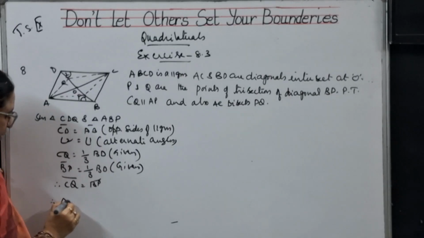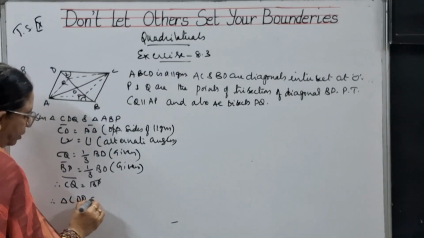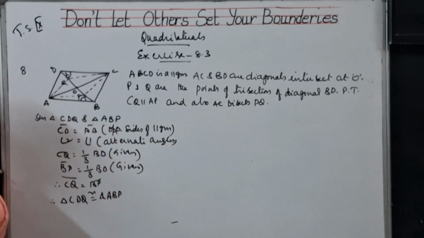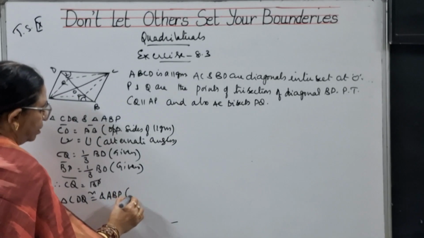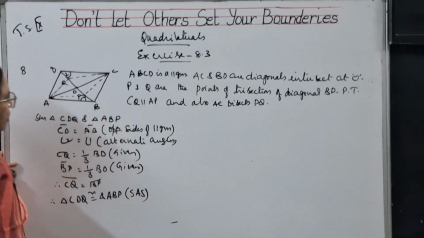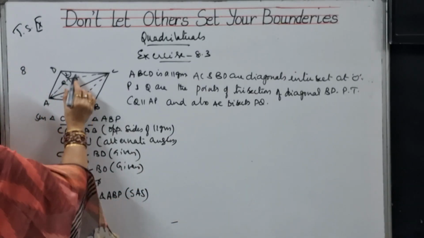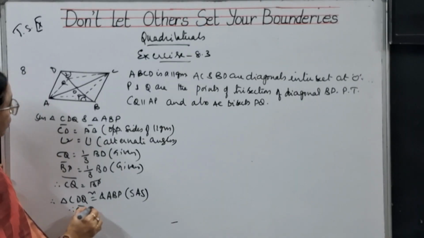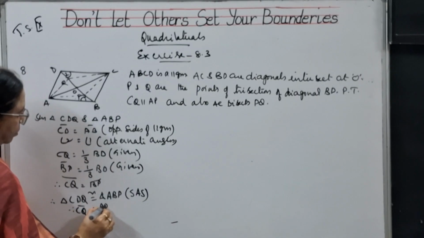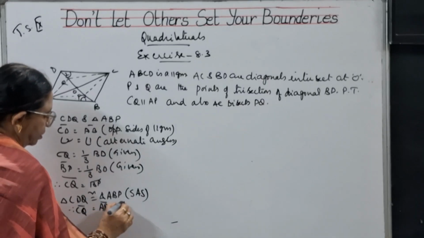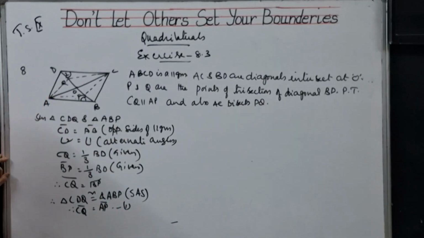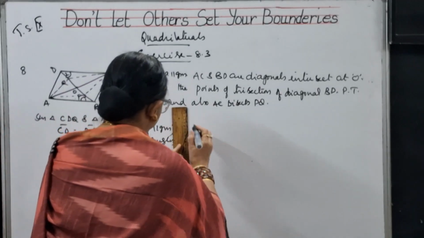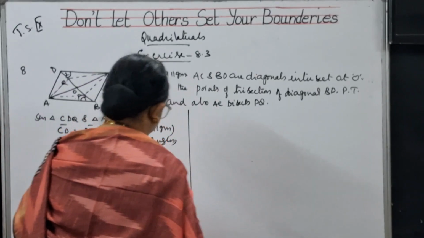Therefore, triangle CDQ is congruent to triangle ABP basing on the side angle side property. When these two are congruent figures, CQ is equal to AP. Let us consider this as the first point, the first equation or first proof that we have done. Now, the next one.